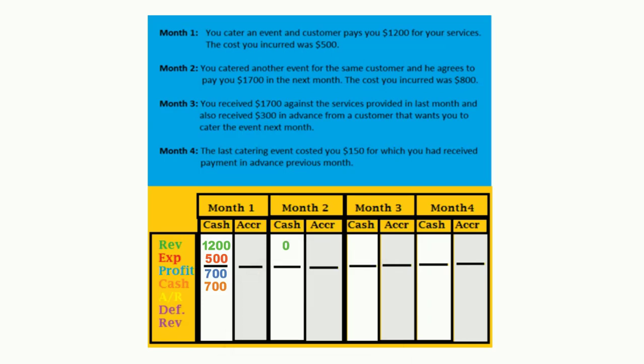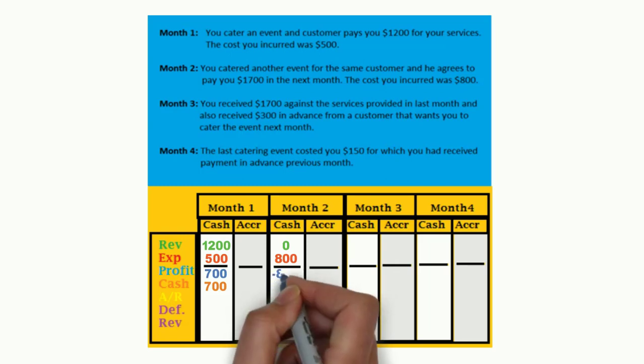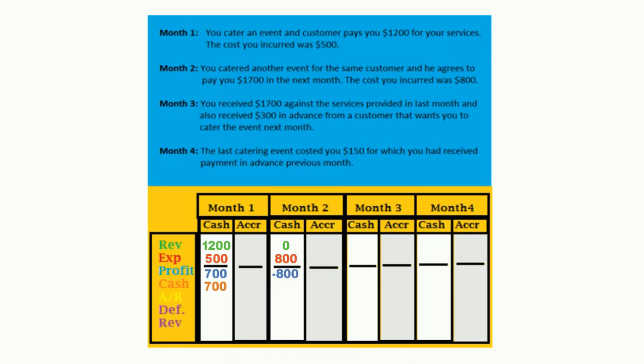So we get no revenue in that period. It looks like we got no revenue, and we had $800 of expenses. Our profit here is going to be negative $800. And when we look at how much cash, we had $700 of cash entering into month 2. We're using $800 of that. And so now we've kind of overdrawn our bank balance. Maybe we owe our bank now $100.